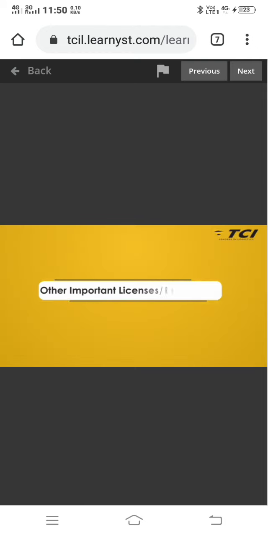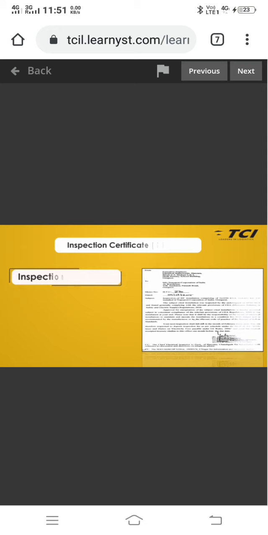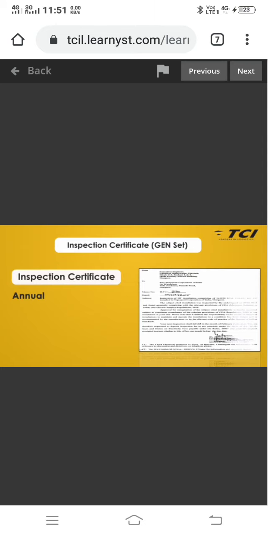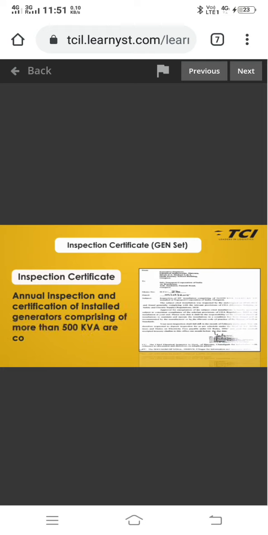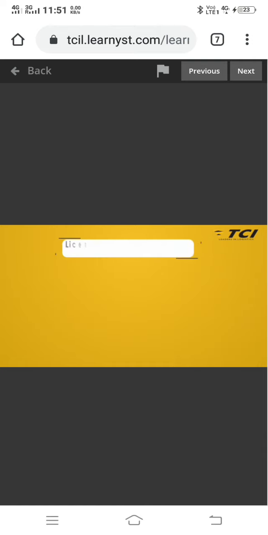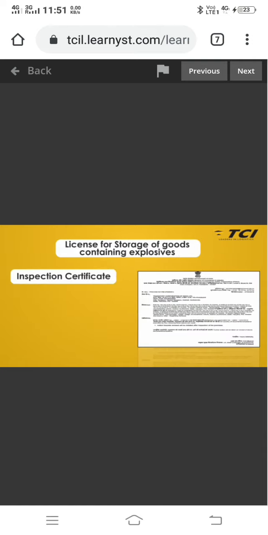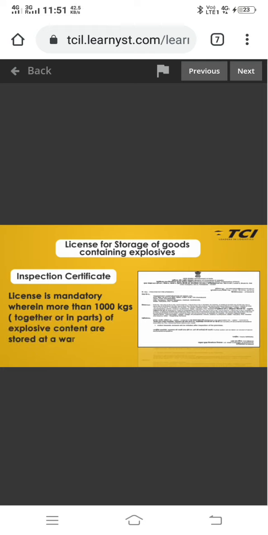Let's quickly look at some other licenses and registrations which are important for our business. Inspection certificate for generator set. Annual inspection and certification of installed generators comprising of more than 500 kVA are compulsory. This is a license for storage of goods containing explosives. License is mandatory wherein more than 1,000 kilograms, together or in parts, of explosive content are stored at a warehouse.